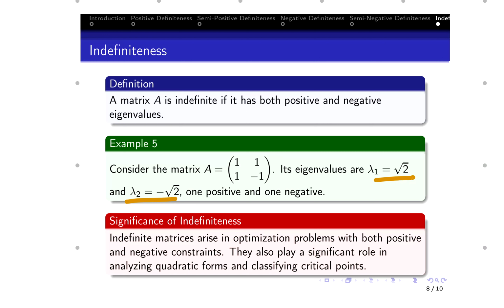So the significance of indefiniteness, right? Indefinite matrices arise in optimization problems with both positive and negative constraints. So in optimization problems, sometimes you can have some constraints that are unrestricted, and you have some that should be negative and some that are positive. Maybe one day soon I'll get to do something on optimization. They also play a significant role in analyzing quadratic forms and classifying critical points. I hope to do one or two videos possibly on quadratic forms in the future, so look forward to that.